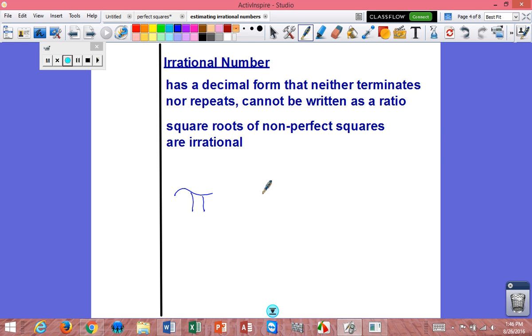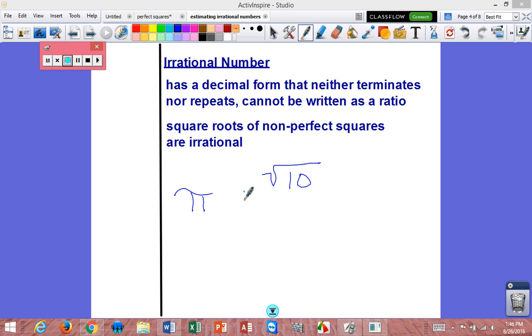Now, the square root of a non-perfect square is also irrational. For example, the square root of 10. Okay, there is no number that is multiplied by itself to give us 10, so the square root of 10 would be irrational. So that is why we are talking about those perfect squares and square roots today, because we are going to focus on estimating what the square roots are of non-perfect squares.